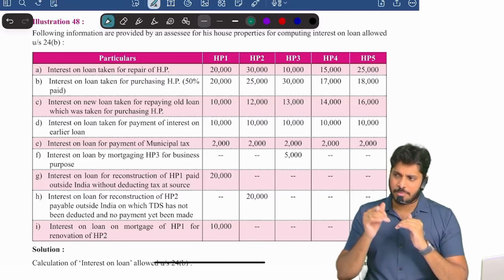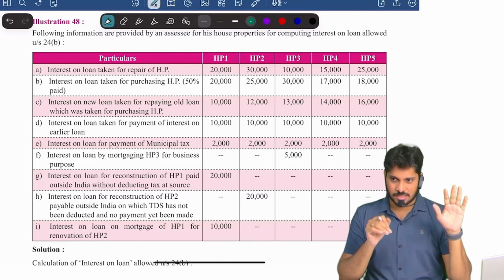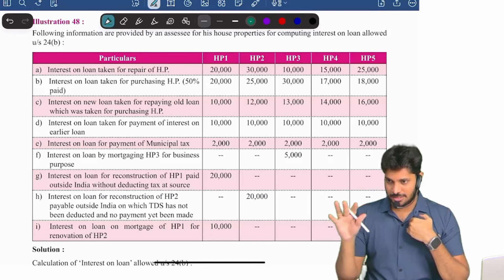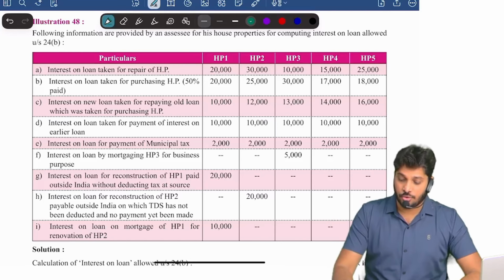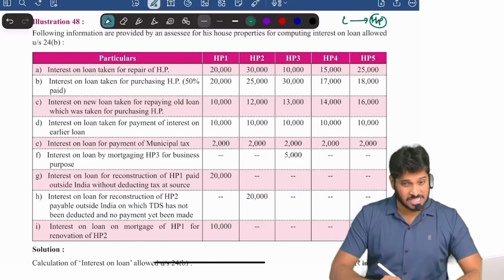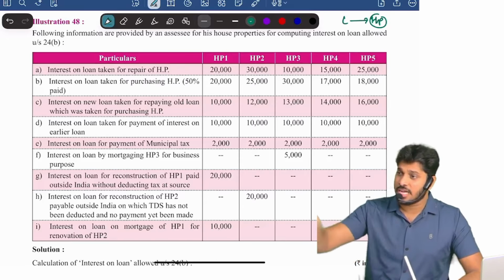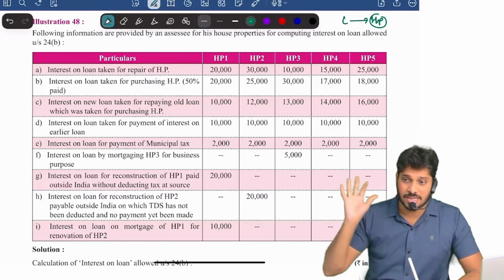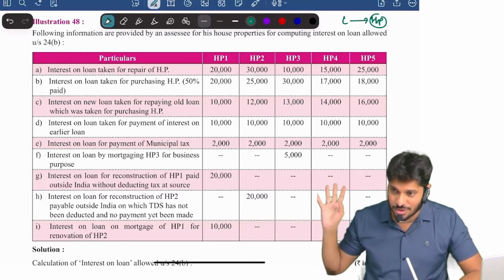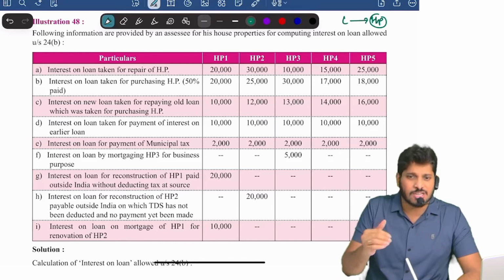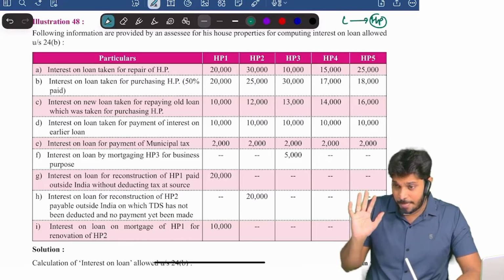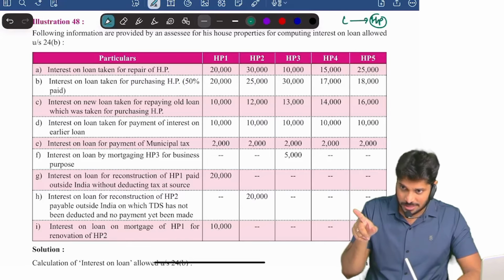If I borrow loan to repay municipal taxes, can I get interest deduction? You can't. Because you will get interest on loan only when the loan is used for house property construction, purchase, repair, renovation, something. The loan must go to the property improvement. Yes or no? Not for municipal tax payment, not for all other purposes. No. Repair is allowed. Sorry. Repair loan is allowed. Are you clear?